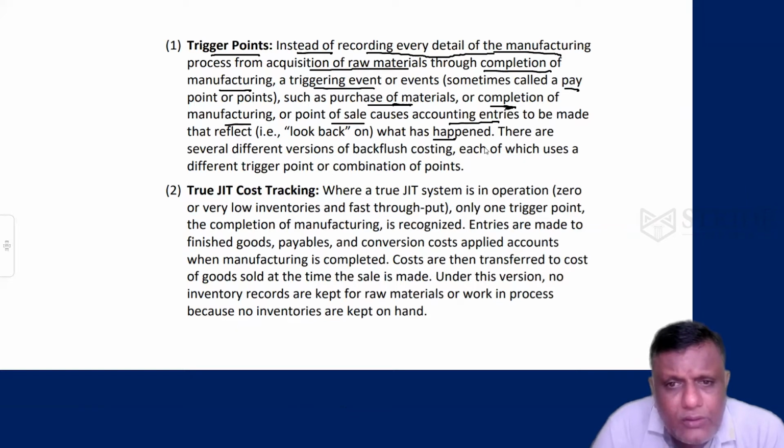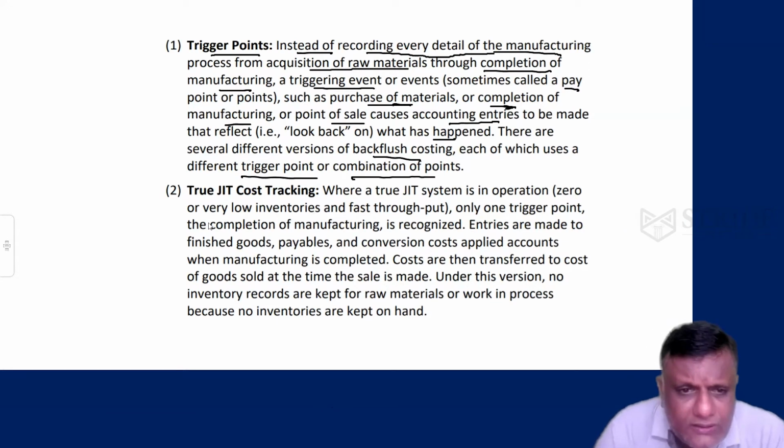That's it. So there are different methods or versions of backflush costing available. Something needs to be triggered. Different trigger points or combinations of points will be taken into account. Purchase of material, one trigger point. Completion of manufacturing, one trigger point. Point of sale, one trigger point. So when trigger points happen, that is recorded.